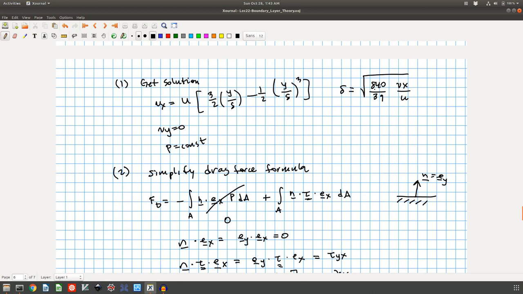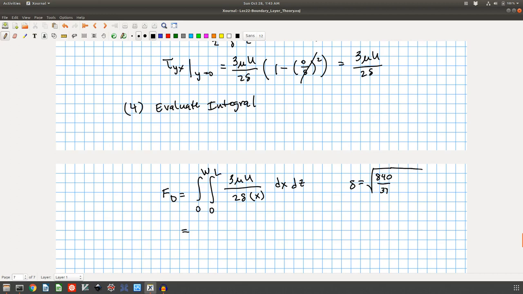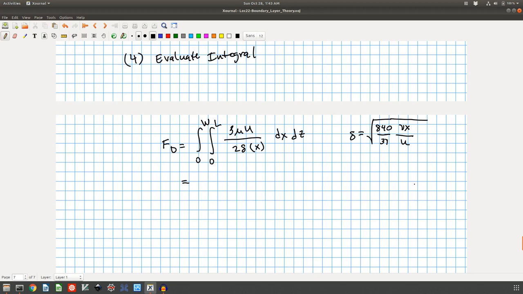840/39, new x over, so extend this guy out, new x over u. Okay, so I'm going to plug these in here and pull some stuff out. So I'll pull out my constants, 3 mu u divided by 2. And then, now delta is in the bottom, so I have 39 divided by 840. And then I've got my integral from 0 to w, 0 to l, and I have nu x over u to the minus 1/2 dx dz.